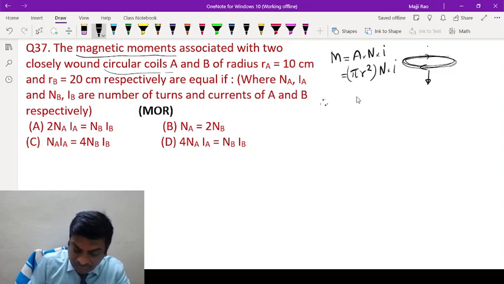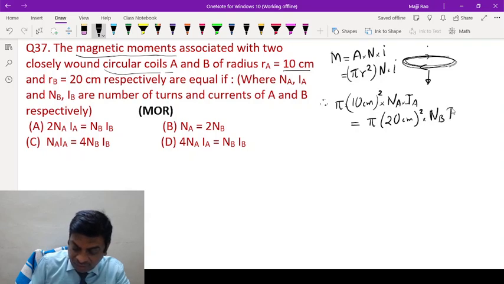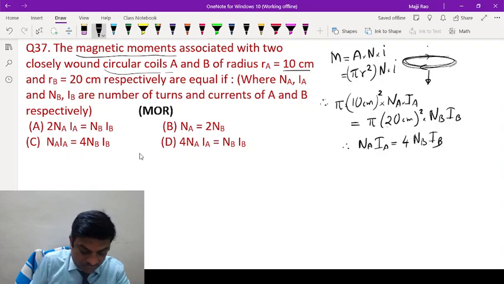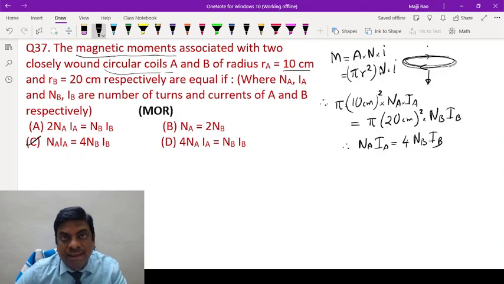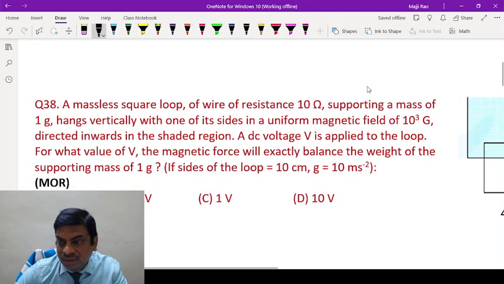So for the first, radius is 10 cm, so 10 centimeters square. Number of turns is Na and current is Ia. That should be equated to, for the other one, the radius is 20 centimeters square and number of turns is Nb, current is Ib. So after cancelling all of them, we are left with NaIa is equal to 2 to the 4 times NbIb. So C option is the correct option. Then moving on to the next question.